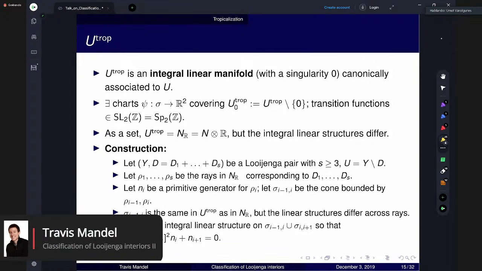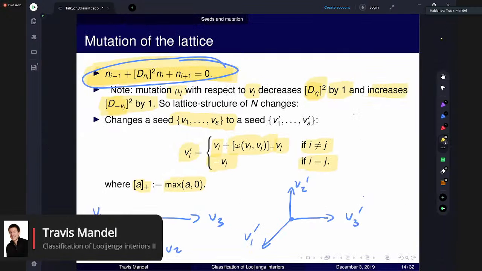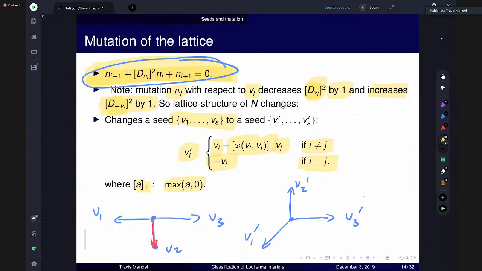Okay, so basically just pick up where I left off last time. I didn't actually prepare slides for two separate talks. I just did one long talk and figured I'd stop wherever it was convenient with the timing. Where I left off, we were talking about how mutation changes your lattice structure or acts on basically your seed data or your vote directions by some piecewise linear map.